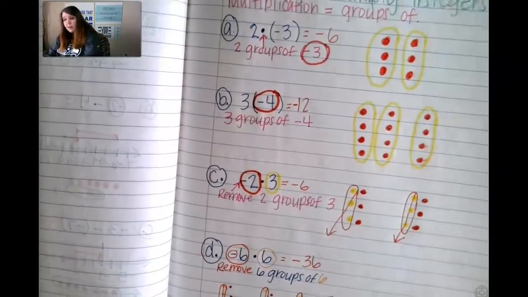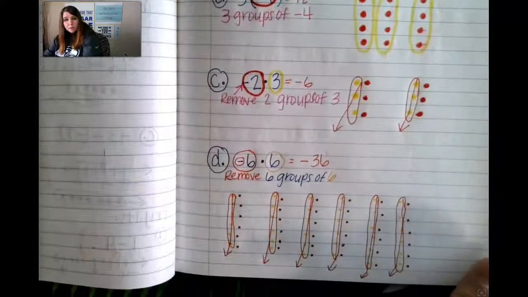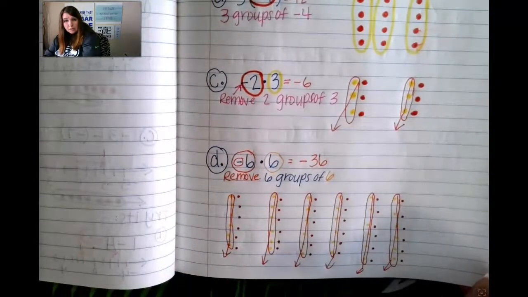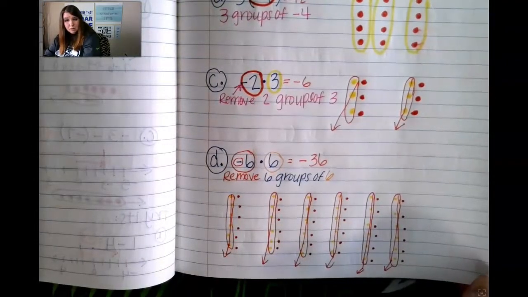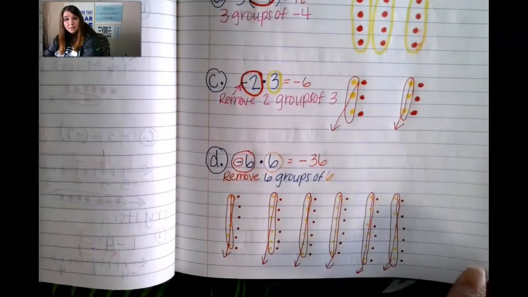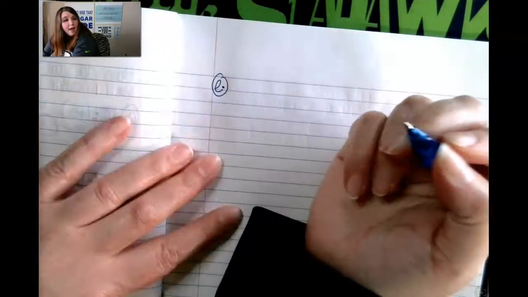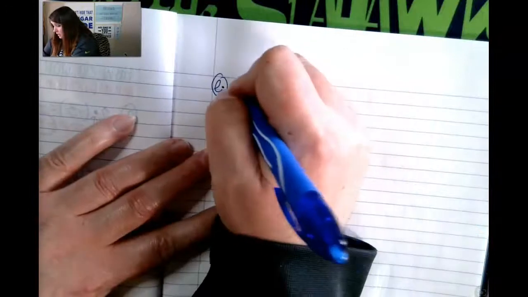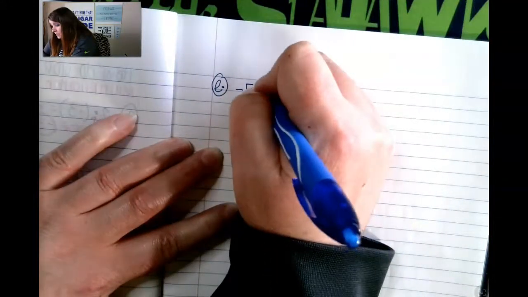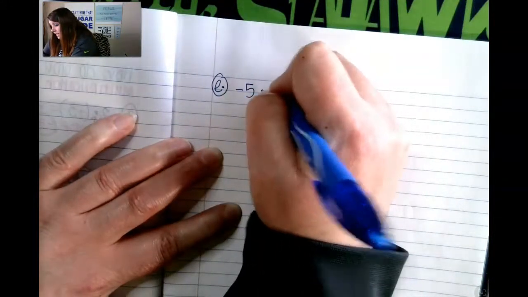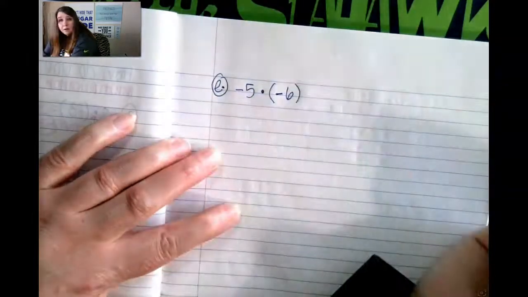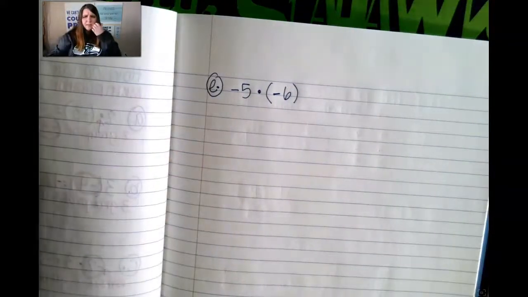Okay, I'm going to turn my page right now, so hopefully, if not, pause so that you can see this part D still. And now we're going to go on to the next one, letter E. Letter E says that I have -5 times -6. Okay, let's rewrite this.